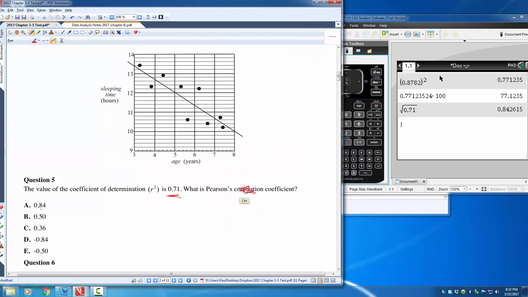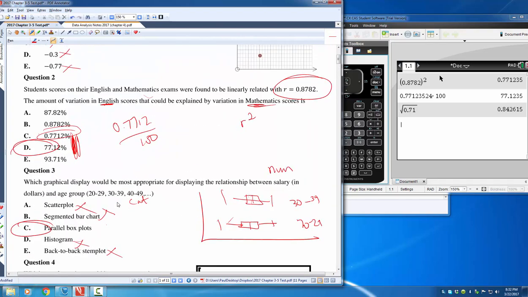Once you get your correlation coefficient, I want you to go and have a look at the graph, and you'll see that this has a negative relationship. As the age increases, the sleeping time goes down. So it's the negative 0.84 there. Really common question, that one.